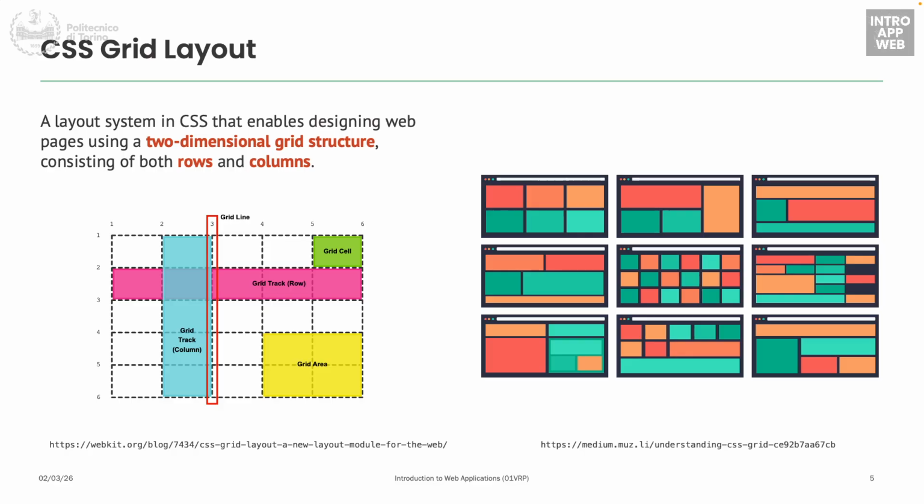So which are the basic concepts in the grid layout? We have a grid cell, then we have the lines, that is kind of this one. We have the grid track, that is the row basically, we have columns, and then by playing with the rows, the columns and the grid cells, we can build these grid areas. Okay, so conceptually, it's pretty simple.